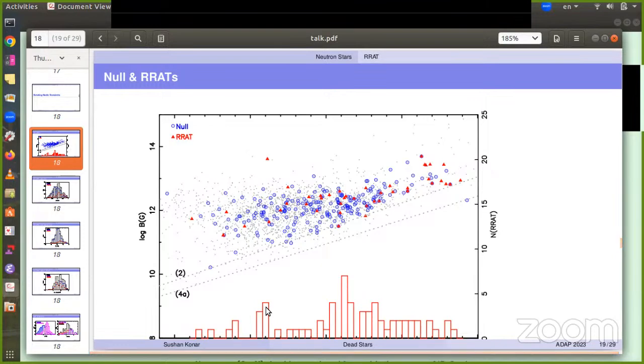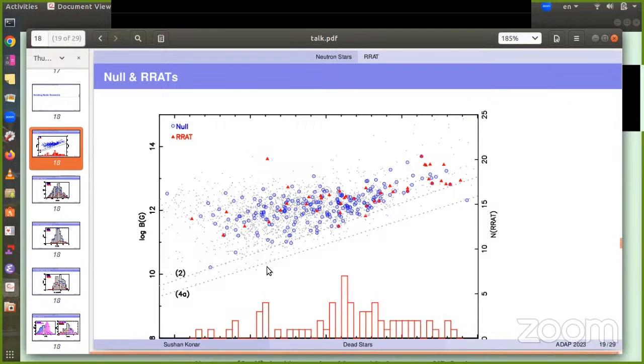Now, if you ask me why 2, 4A, it is because there is this list of death lines, and they are numbered in some way. So there's nothing special about these numbers. Okay, so let us say that I take this death line number 4A to be my death line. Let's say I believe in this particular death line.